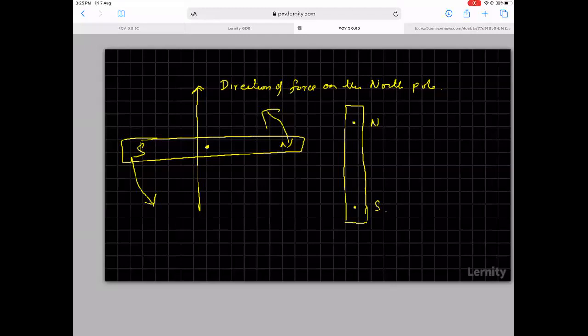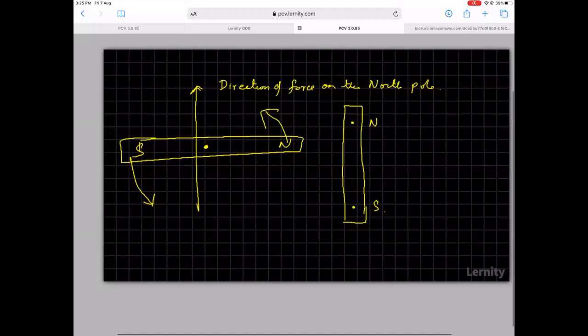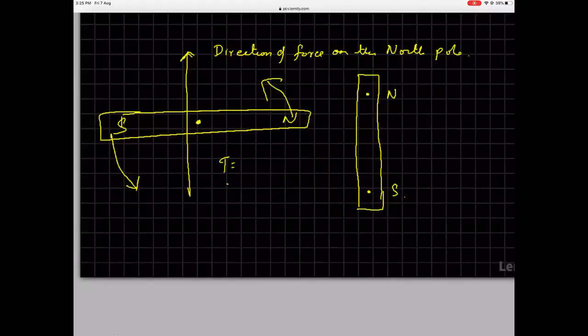Okay. So this torque which is acting on it, I can say is equal to, like what we did in the case of a dipole, pole strength into 2 times the length into B sine theta. Now this is what I call the magnetic moment. So torque will become equal to M cross B.